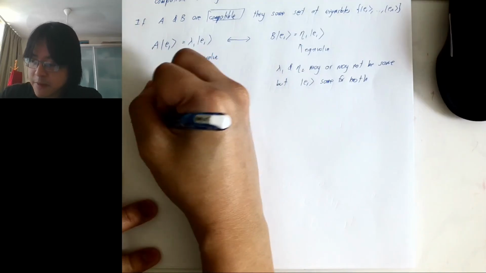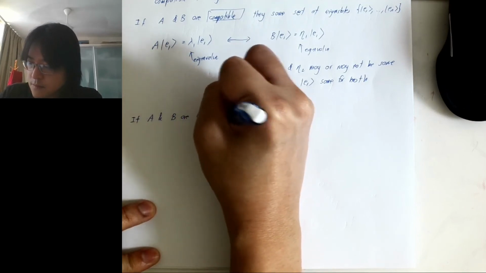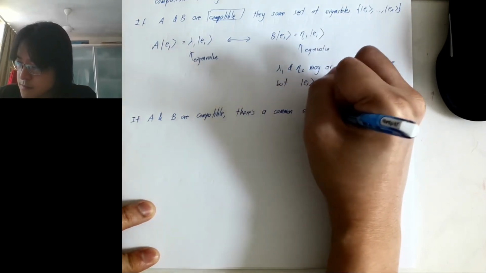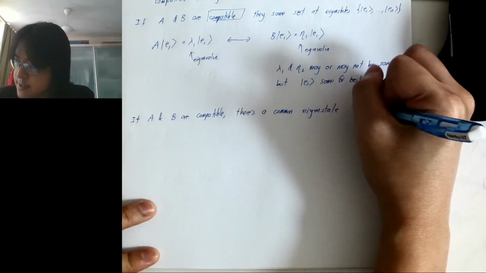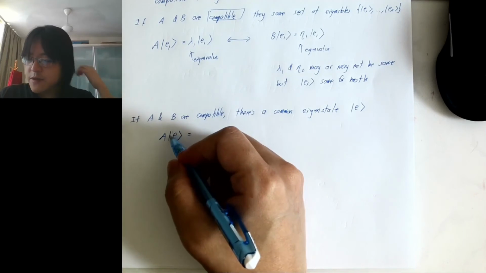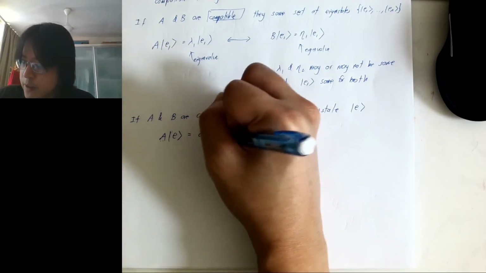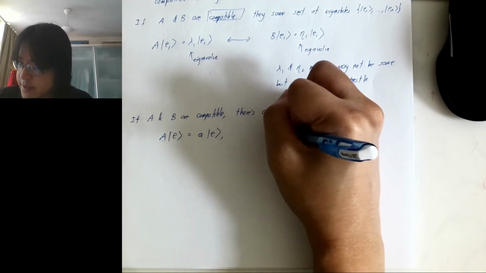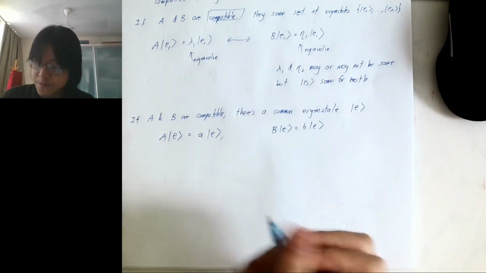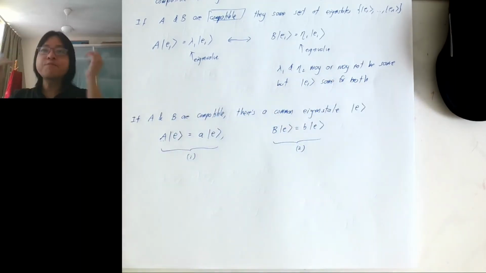So let me write this statement one more time. If A and B are compatible, there's a common eigenstate. Let's call this eigenstate E. That means if I operate A, remember I always do the operator acting on the flat side of any ket, and then I get the eigenvalue, and then back to E again. Then if I take the second operator, if they share the same eigenstate, they are compatible. Maybe I get a different eigenvalue. I will call this equation 1, and this equation 2.